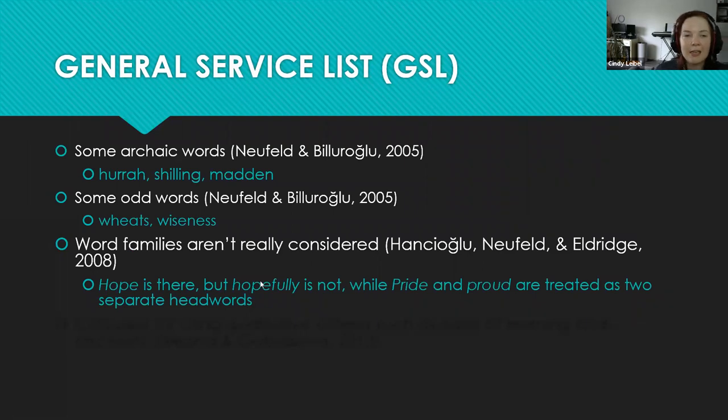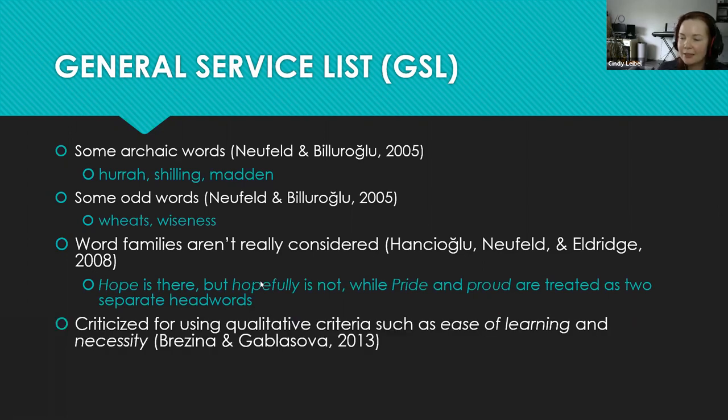They also didn't really think about word families during the creation of this list. Hope is there, hopefully is not, but pride and proud are two separate head words on the same list, right? So it gets a little bit confusing there. And finally, it's criticized for using qualitative criteria such as ease of learning and necessity, right? Again, it goes back to it being highly subjective. It's hard to assess that for its sort of reliability these days. So these are all reasons why the general service list is starting to lose traction.